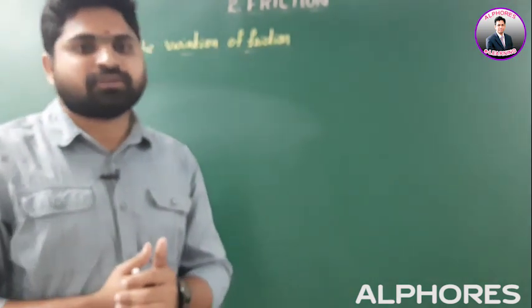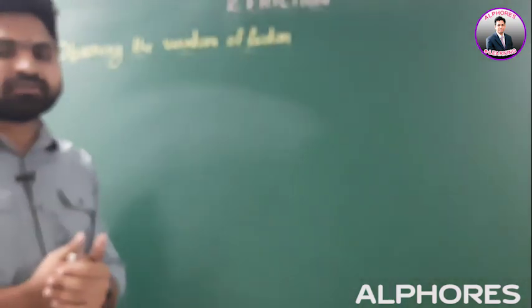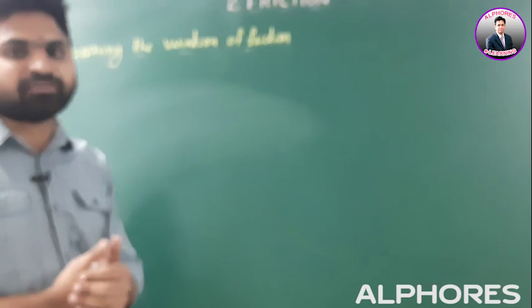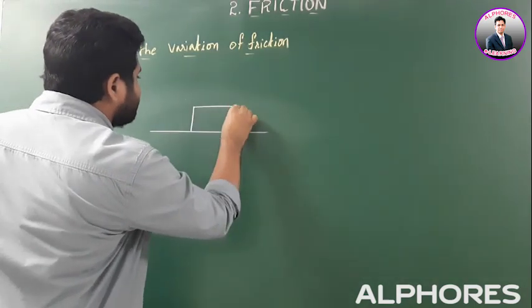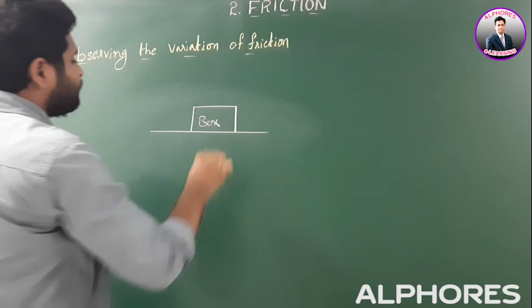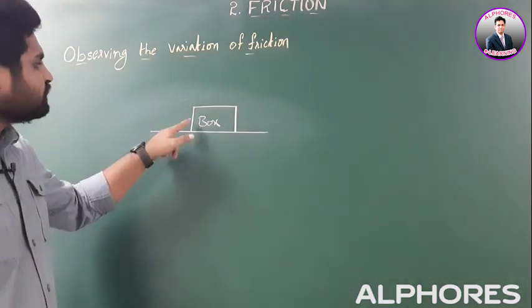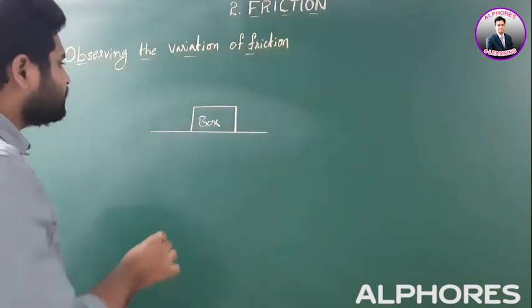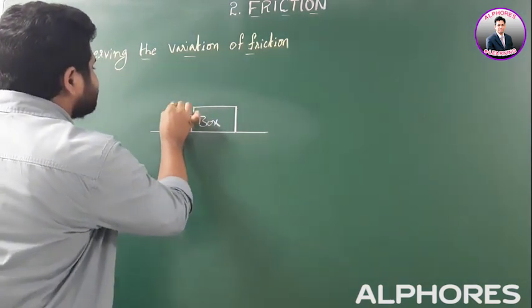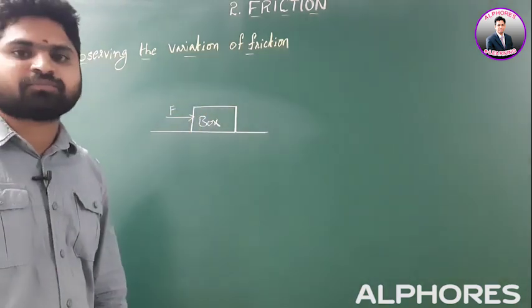Now, continuing, the next topic is observing the variation of friction. We are trying to understand the variations of friction. Let us understand this with the help of an activity. Let's say this is the floor. A box is placed on the floor. Push a heavy box kept on this floor with a small force. Of course, the box does not move, as you know very well.